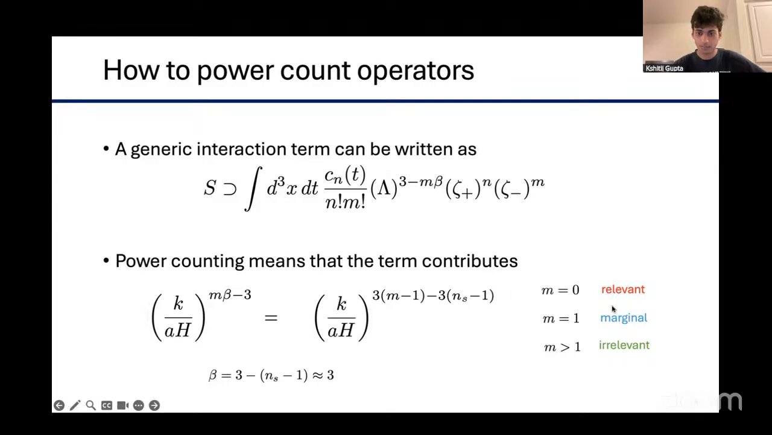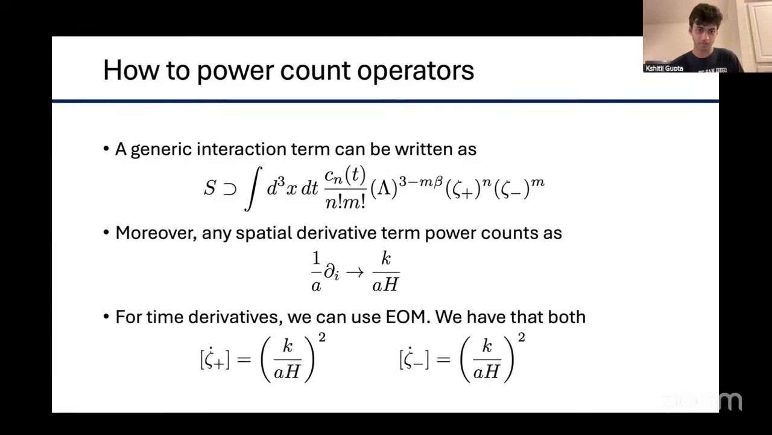So for m equals 0, this goes as k over aH to the negative 3, so it's a relevant term in the Wilsonian RG language. For m equals 1, this goes as k over aH to the 0, so it's marginal. And for m greater than 1, this is irrelevant. Remember, all the m comes from the factors of zeta minus, which is the decaying mode. So having no decaying mode makes the EFT term relevant, and having one of them makes it marginal.